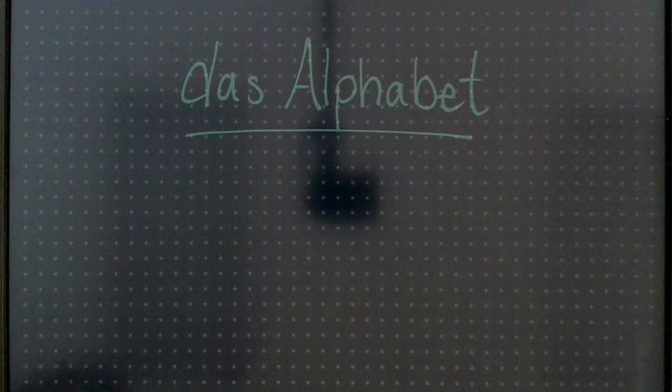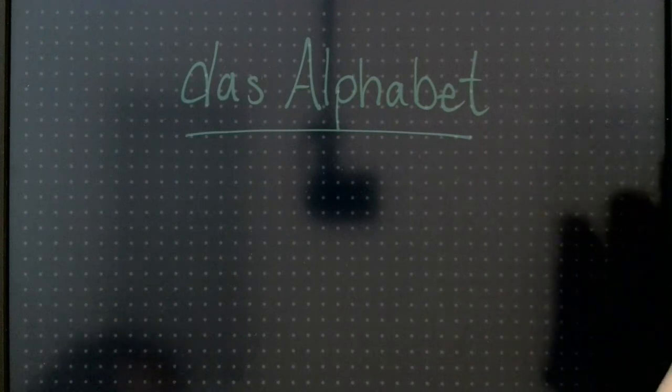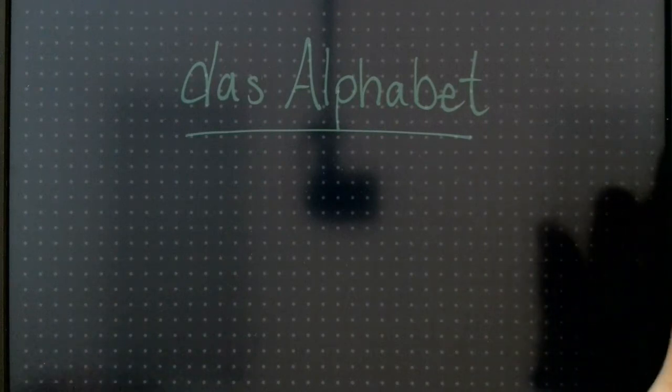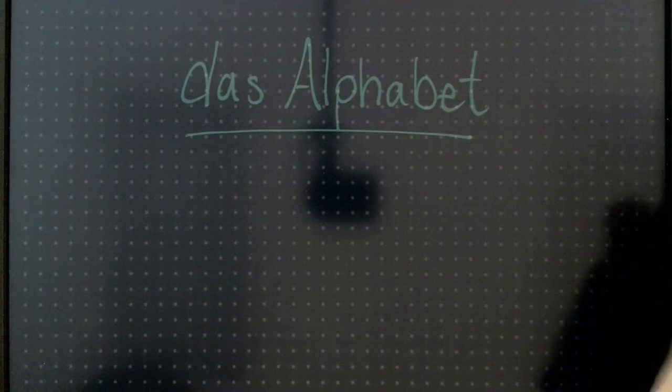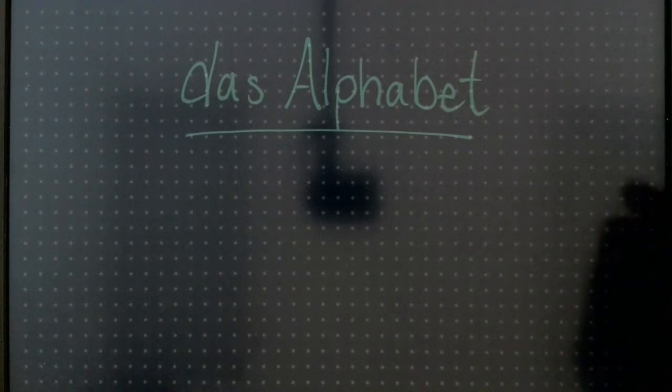Okay, so we're going to go over the alphabet. Das Alphabet. That's what it's called in German. So German has the same characters as the English alphabet, the one that we use, except we also have a few extras which we may have already seen, such as the Umlaut and the Eszett.